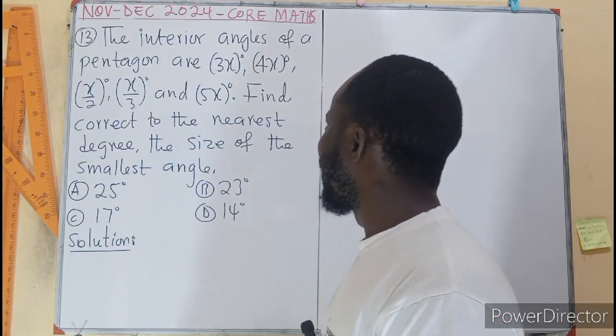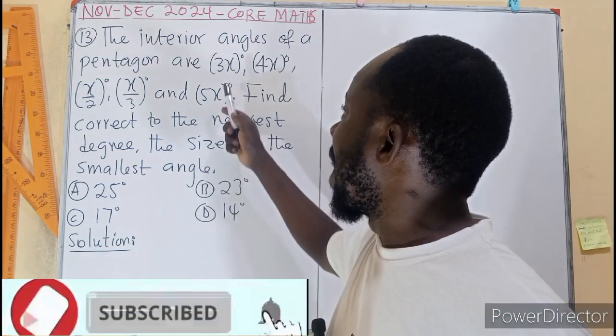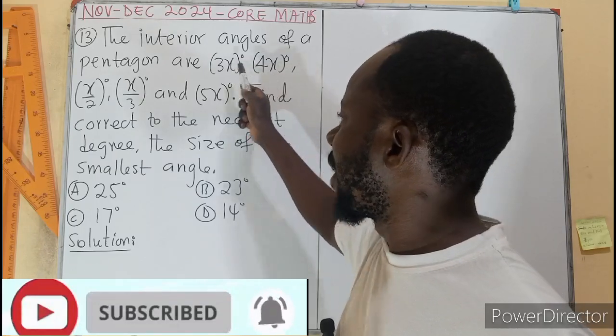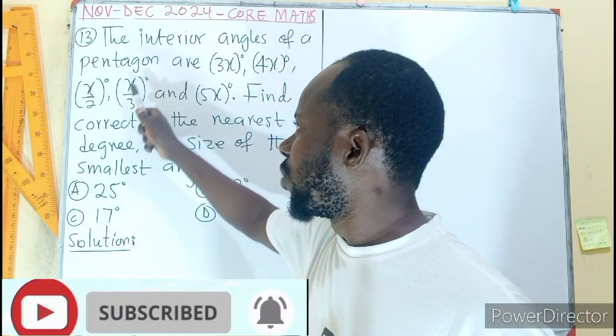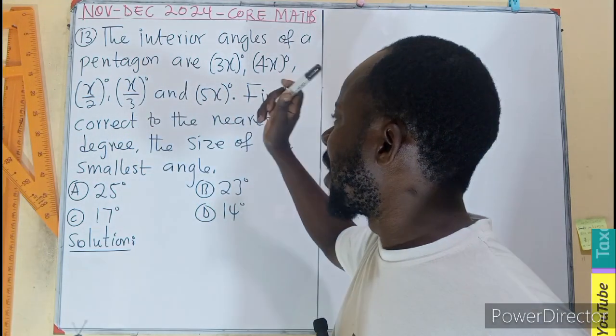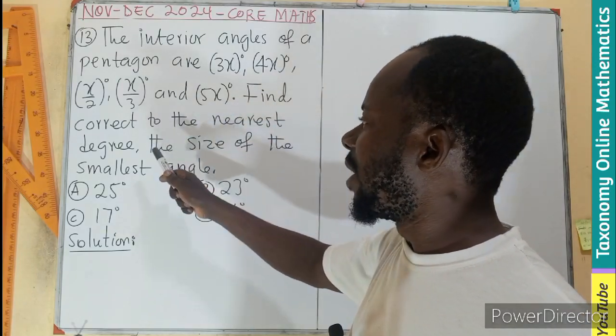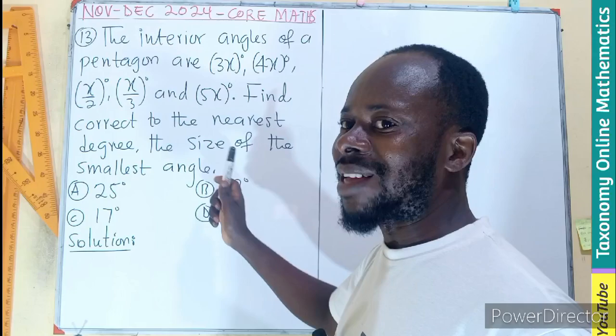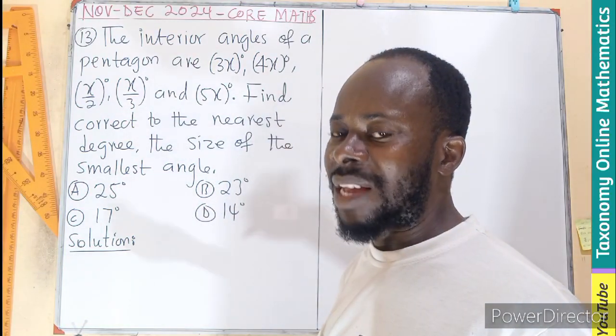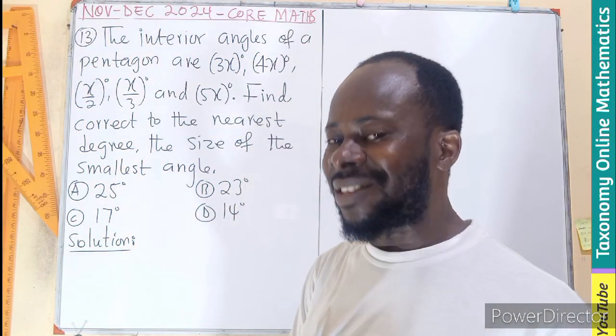The interior angles of a pentagon are given as 3x degrees, 4x degrees, x divided by 2 degrees, x divided by 3, and 5x degrees. They have to find, correct to the nearest degree, the size of the smallest angle. So to know the smallest angle, we have to know what the x stands for.